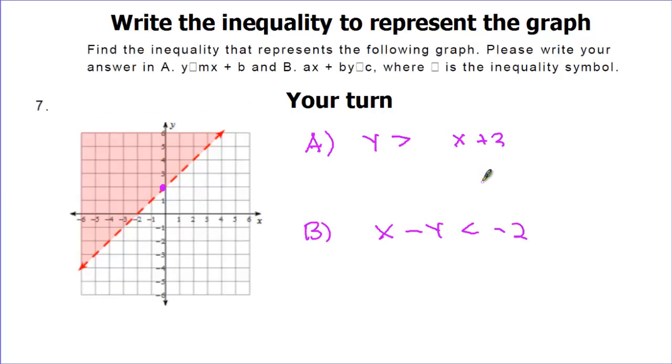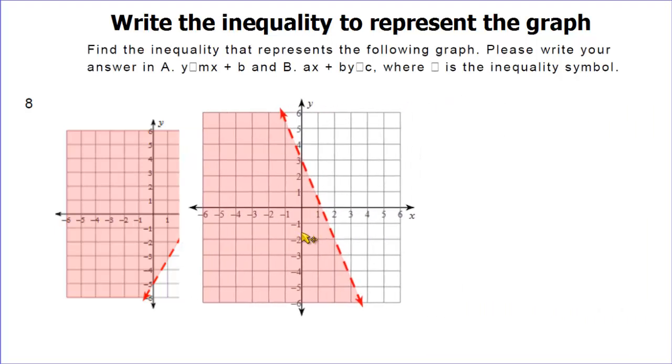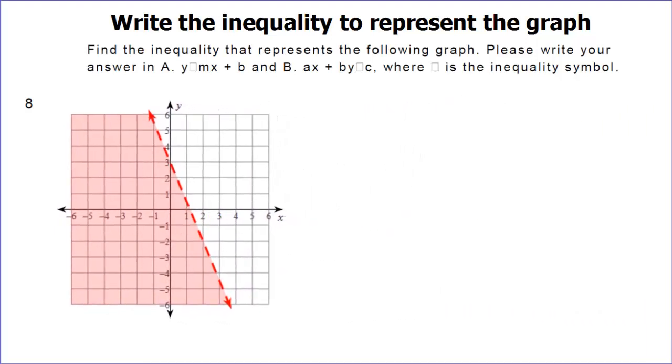Alright, the answer for number 7, for letter A, y greater than x plus 2. And for letter B, which is the standard form, it should be x minus y less than negative 2. For number 8, I am going to change our question into this graph. So again, let's start by completing our slope-intercept form. So the y-intercept on this line is positive 3.